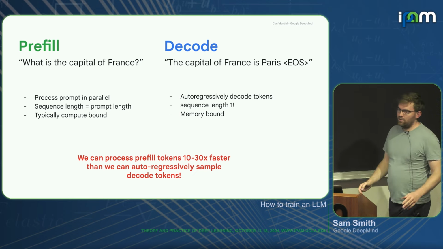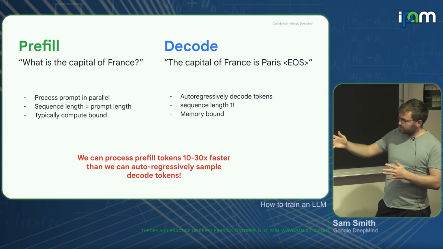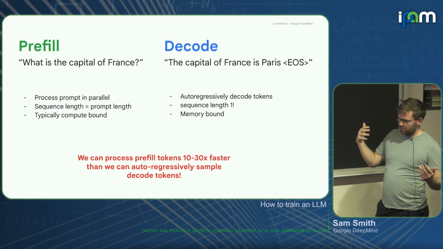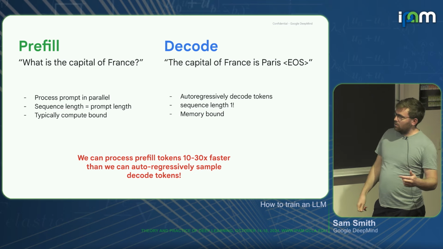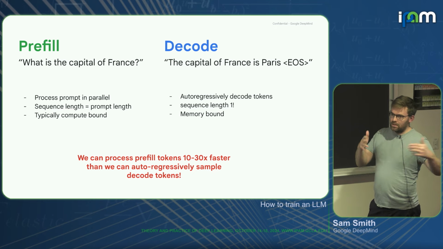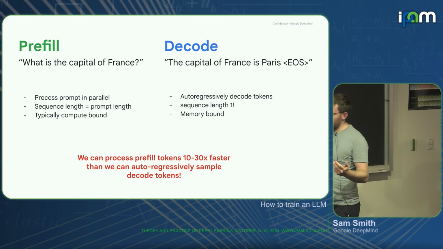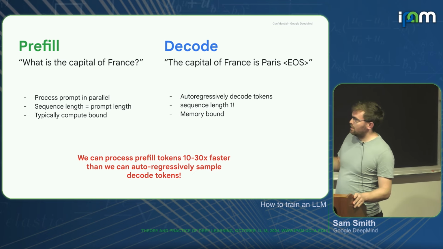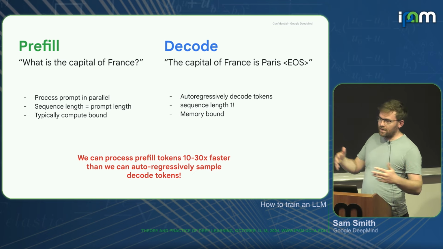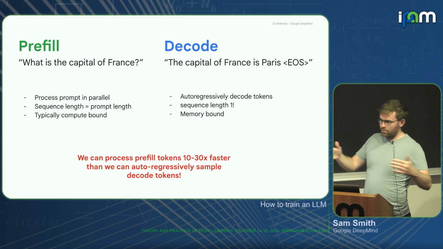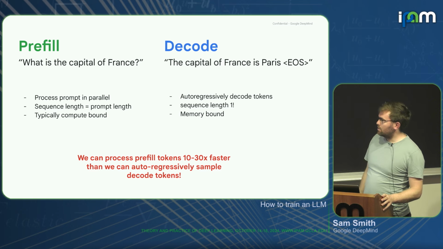In prefill, the user gives us a complete prompt, which might be, what is the capital of France? Because we receive the whole prompt in one go, we're able to parallelize across the sequence length of the prompt. And so long as the prompt is on the order of 200 tokens, which it almost always will be, prefill basically looks like training. Everything is flops bound because we're able to parallelize across the prompt.